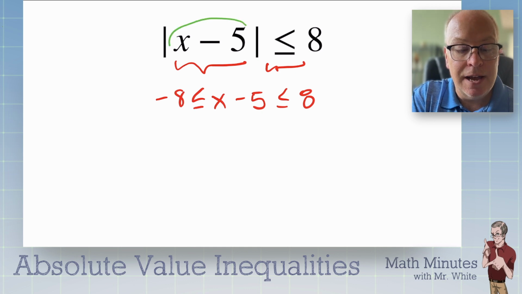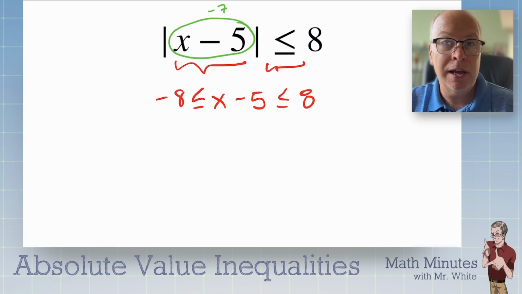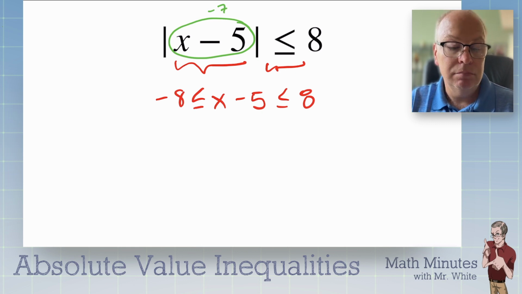Because think about it. If this stuff inside came out to be like -7, for example, like if X were -2, it would be okay. Because the absolute value of -7 is 7, and 7 is less than 8. You see how that's actually a solution. X equals -7 is a solution. Or I'm sorry, X equals -2.